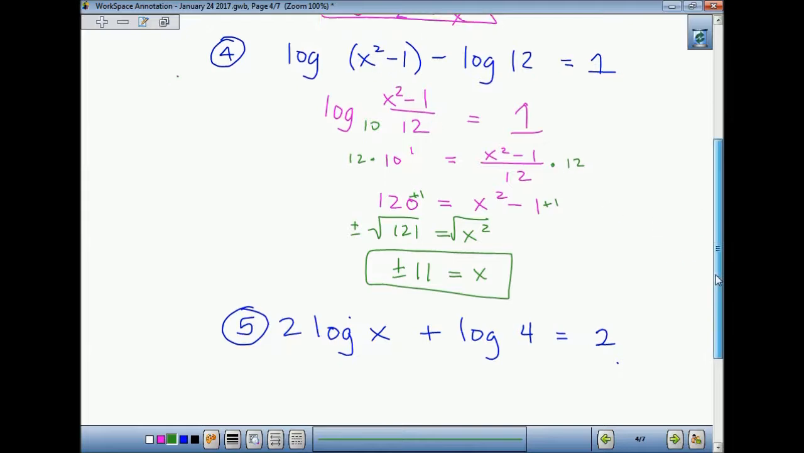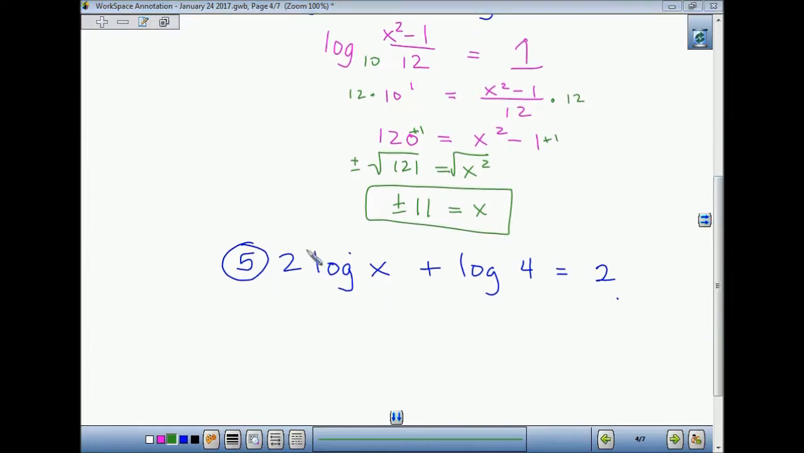Okay, and finally, number 5 has the exponent in it. So if it's multiplied out in front, we can rewrite it as an exponent. So this becomes log of x squared, the plus turns into times 4. So when I switch forms, I get 10 squared, because it's common log again, equals 4x squared. So 100 equals 4x squared.